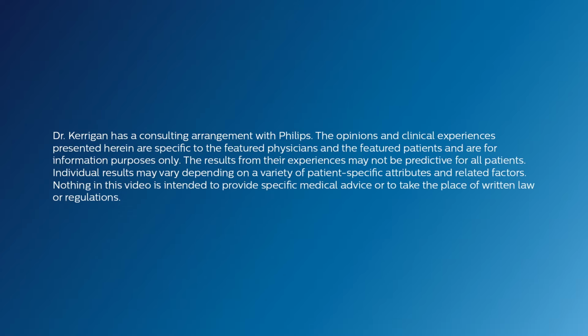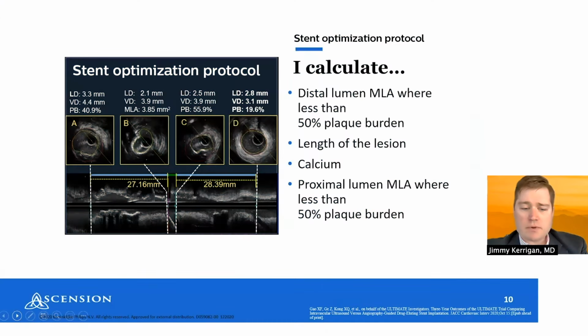I'll run the Eagle Eye down distal to the area of concern. I'll start recording with my sync turned on. I find a spot where the distal lumen has less than 50% plaque burden. I'll start my calculation there. And with co-registration, I'll calculate the length of the stent at that point.